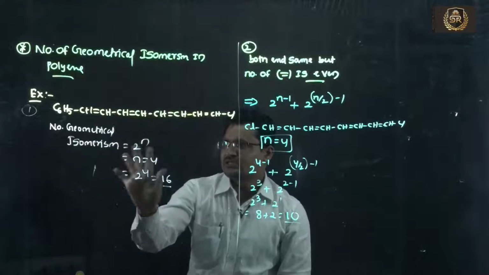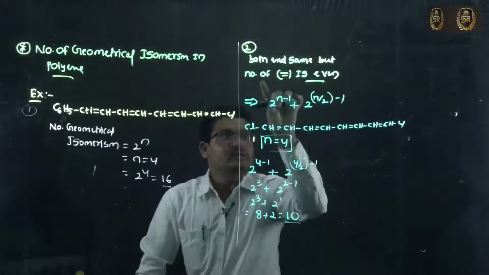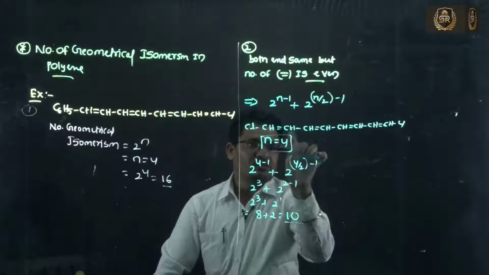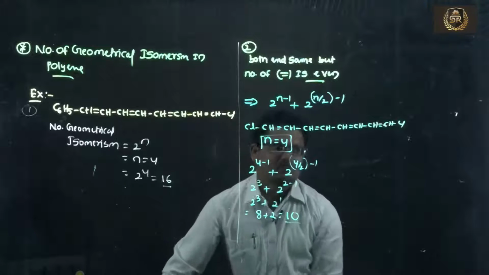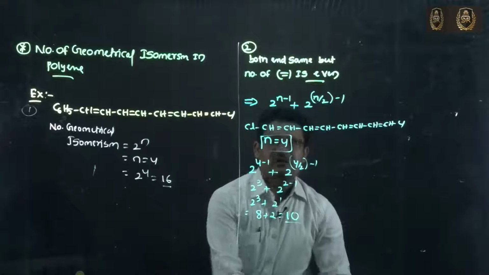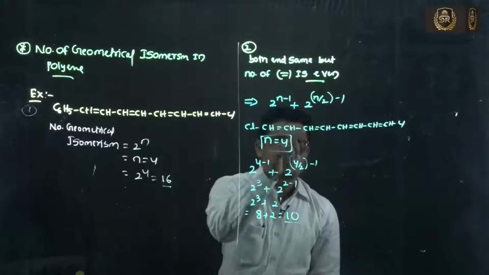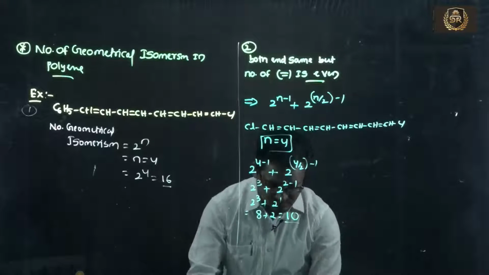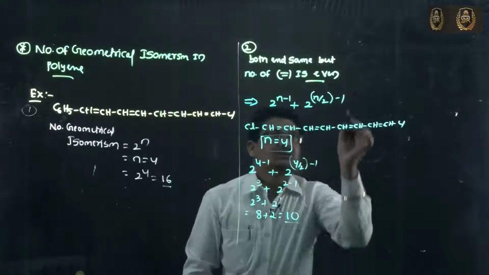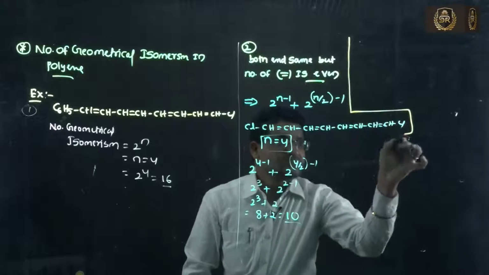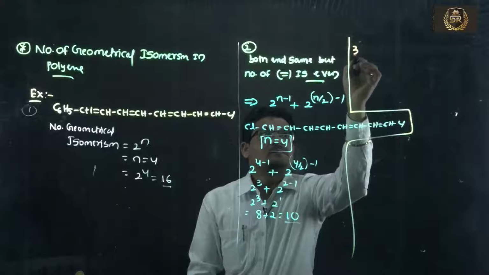Now this is the next one. Both ends are the same, but the number of double bonds is even. When the number of double bonds is even, the formula is 2 power n minus 1 plus 2 power n by 2 minus 1. Now the next formula is the third one.